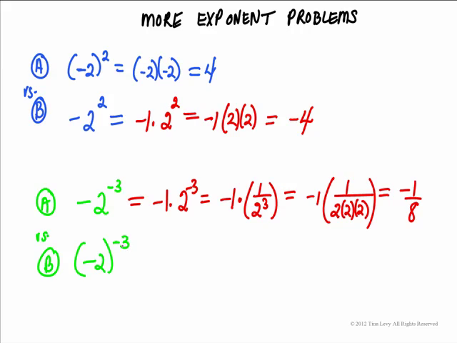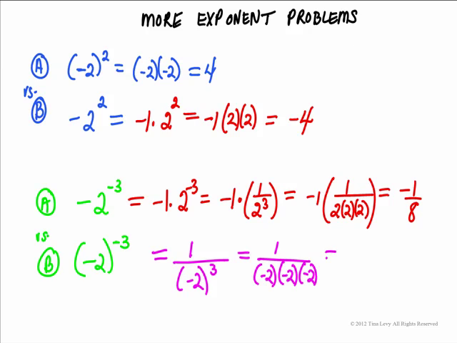So here, this -3 tells me I'm going to write this as 1 over (-2) to the third, because that's the definition of negative exponents. It goes down below as a reciprocal and becomes a positive. Now, to work this out, it's 1 over -2 raised to the third power, which means I'm going to write it 3 times. So it's -2, -2, -2.